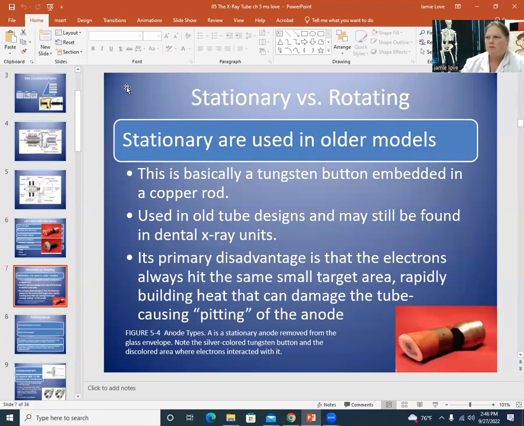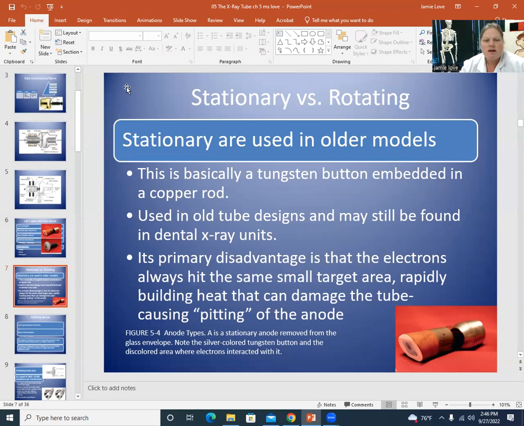All right, some more stuff about that stationary versus rotating. Stationary anodes are in some older X-ray tubes. Usually we could see those maybe at a dental office. They're basically just a big chunk of metal. Tungsten is our metal of choice, embedded in a copper rod. Copper is used for the thermoconductivity of the electricity going through it.